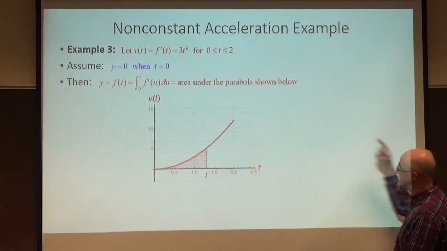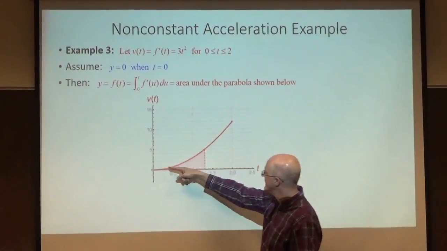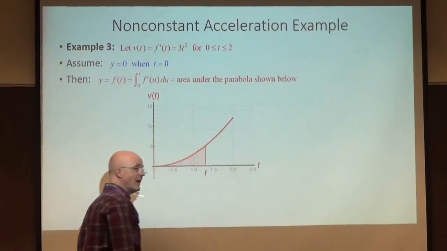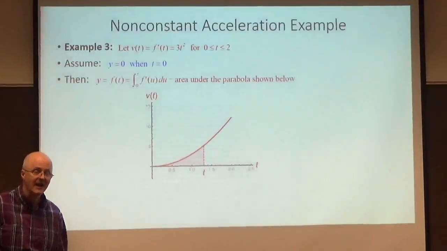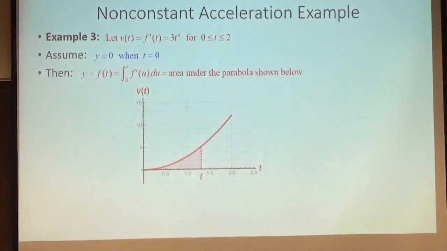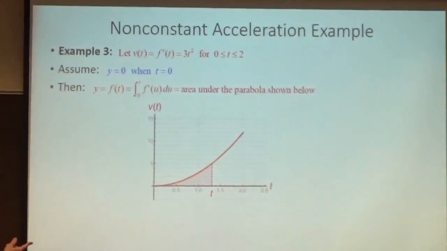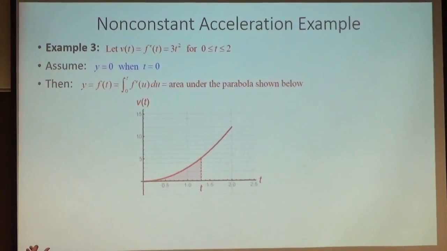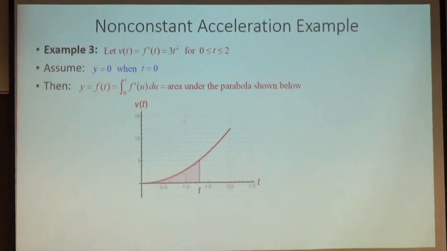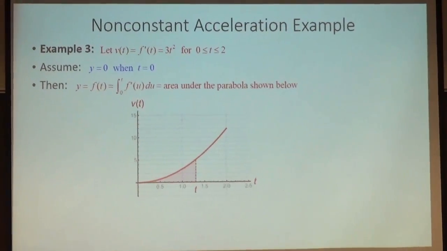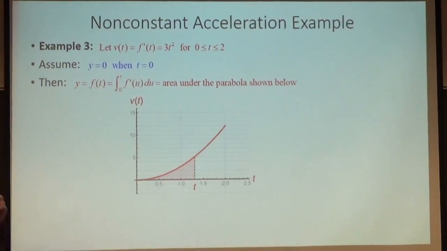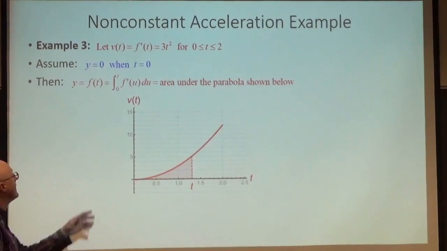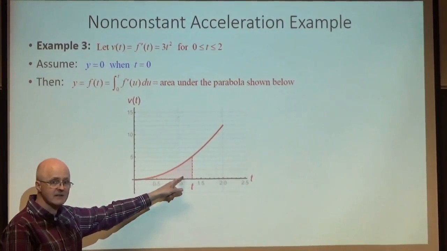That was a position. This is a velocity. The graph is not straight. It's a quadratic. The acceleration is not constant. The derivative of the velocity is not constant. So the linear function would be 6t. But the principle still holds. The position is this area.